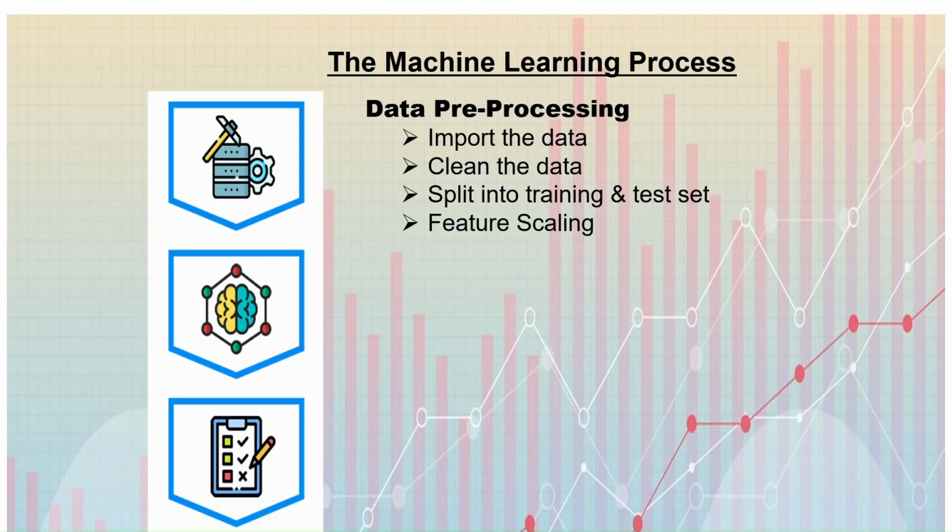Feature scaling. The purpose of feature scaling is to bring all the features to the same level of magnitude, which helps in improving the performance of machine learning algorithms. You will get details on feature scaling in our upcoming videos.